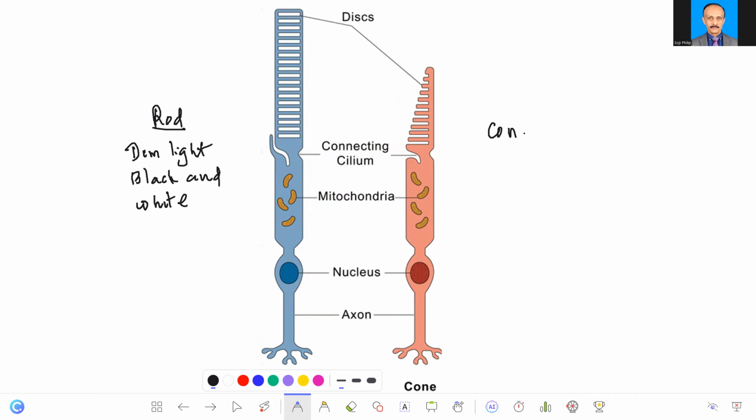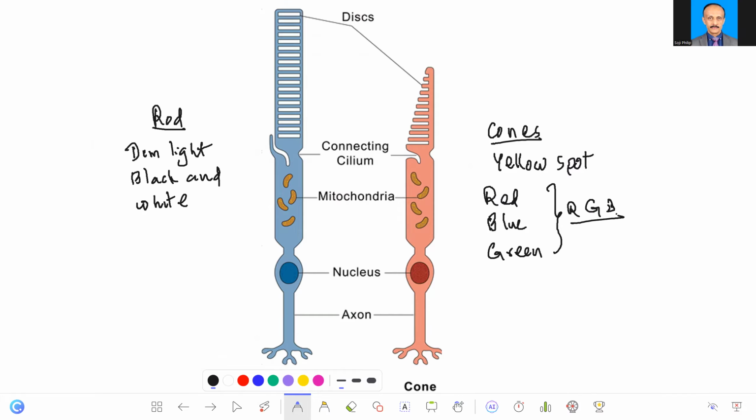And these are the cones. Cones you find mainly on the yellow spot. The cones are of three types: one for red, blue, and green. In short, RGB. These three types of cones respond to bright light, and in bright light, we see colors. So these are the rods and cones.